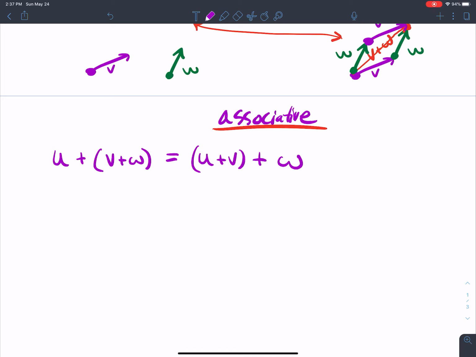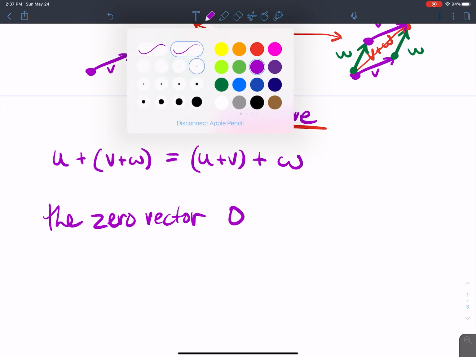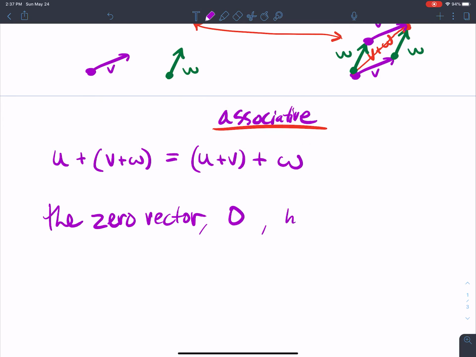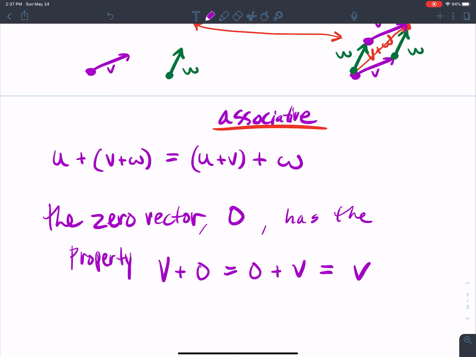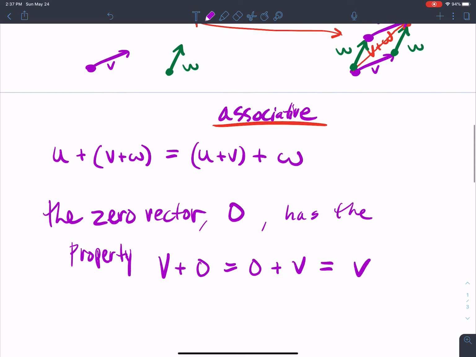The 0 vector, maybe we call that 0, has the property: the vector plus the 0 vector equals the 0 vector plus the vector, which is still equal to just the vector.